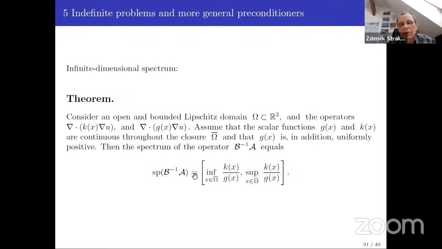And then it's proved that the spectrum of B inverse A, the infinite dimensional spectrum, can be defined like that. That's what one would expect, and the proof just mimics the proof from the previous paper. It's not a big deal.